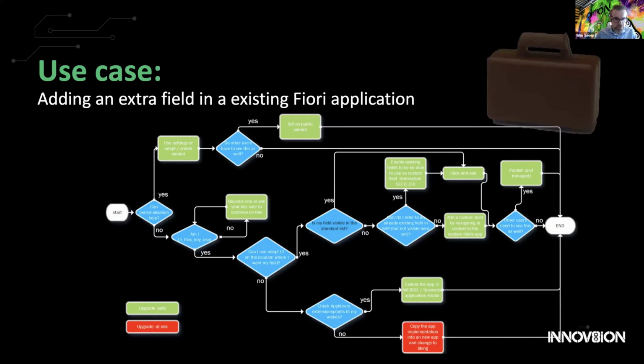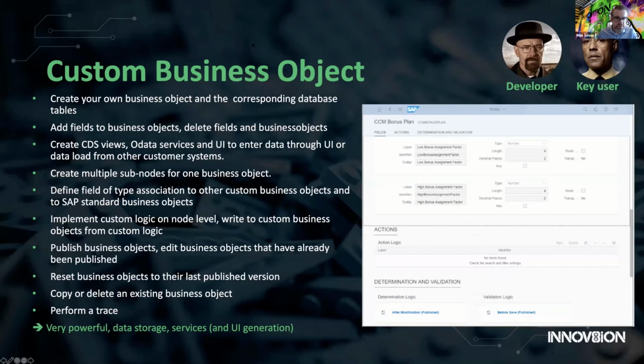But you see a lot of green, which means upgrade safe. And red is upgrade risk. So meaning if you still extend the old way and just copy the app and start changing, it might be difficult to get updates to this Fiori app. If you use in-app extensibility, it's not. It will just continue working. Let's go to the next page.